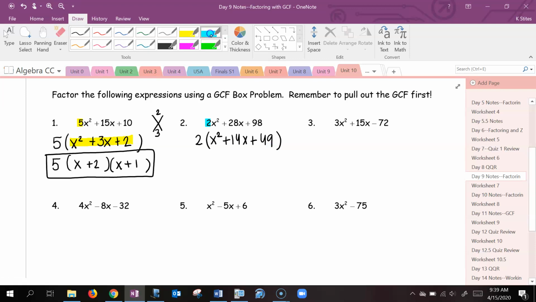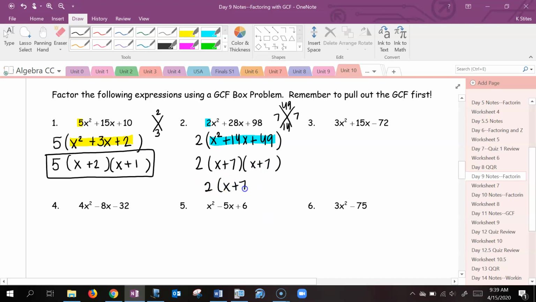Okay, now we do our box problem. We are multiplying to 49. We are adding to 14. I'm going to bring down my 2 and I'm going to set this up. Make sure that 2 is there. Your numbers should be a positive 7 and a positive 7. And if you would like, you can rewrite that as so. Okay, either of these answers is acceptable. But notice that GCF is out front. It does need to be there.